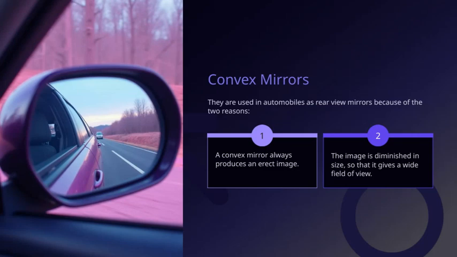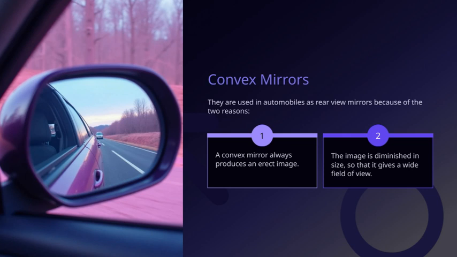Now take a look at this image. Notice how it's smaller in size, which actually helps us see a much wider area. This is a key feature of convex mirrors. They give us a broader field of view, making it easier to see more surroundings at once.